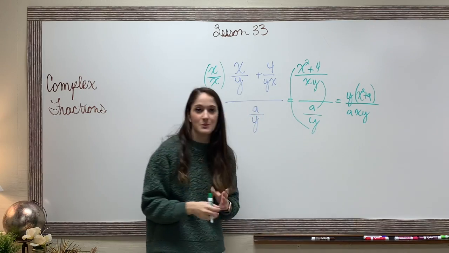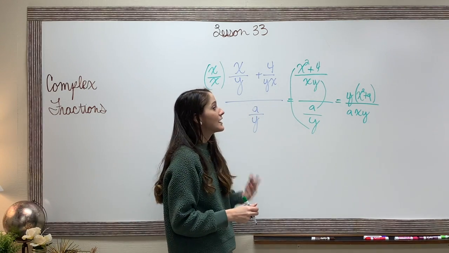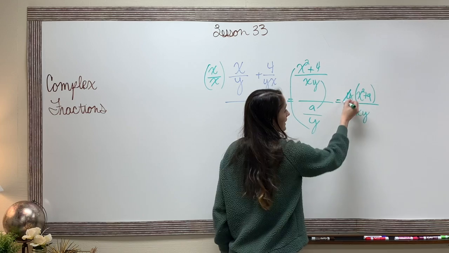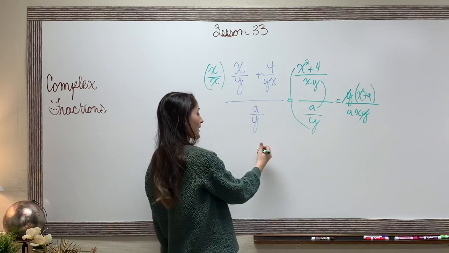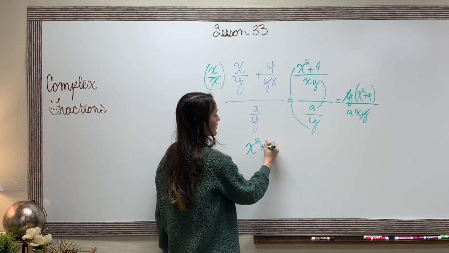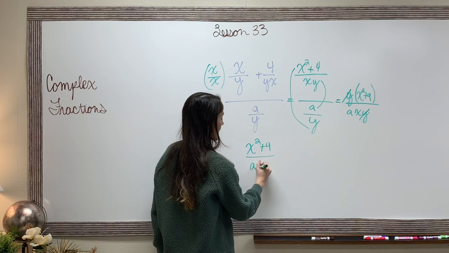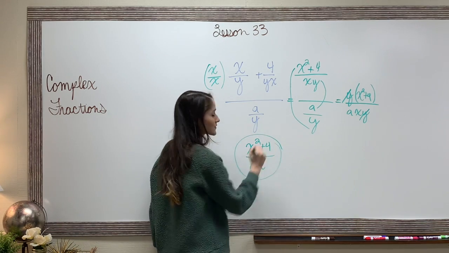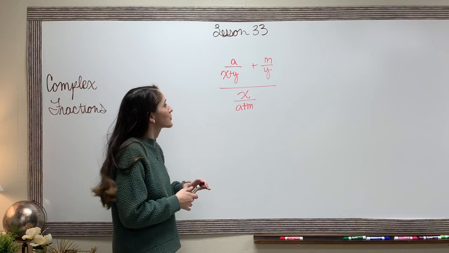And then our last step is we want to check to see if we can reduce anything and simplify, and we can by canceling out these y's. So our final answer is going to be x squared plus 4 over ax, and that is it. We're done. All right, so let's do a little bit more practice.